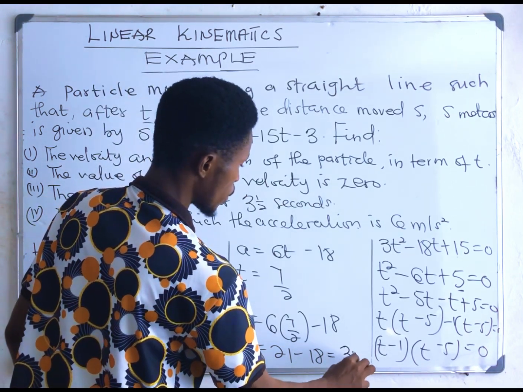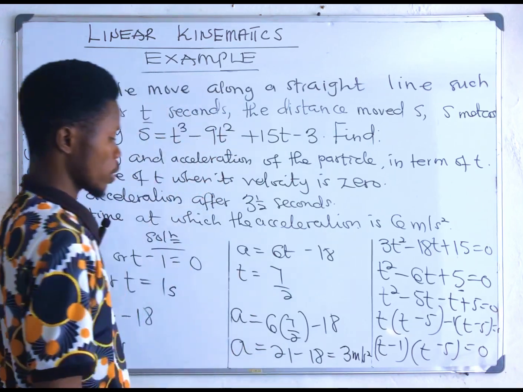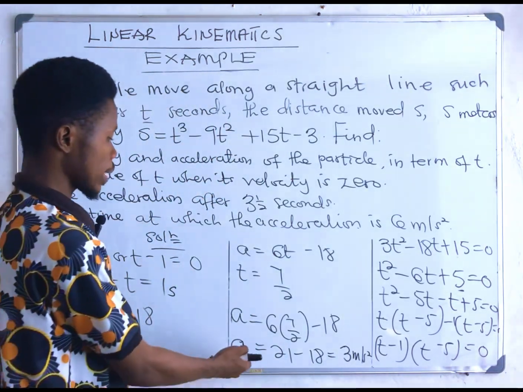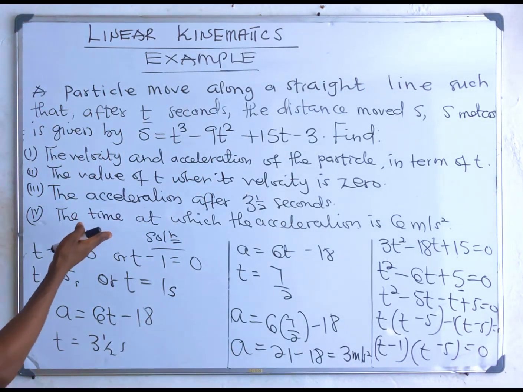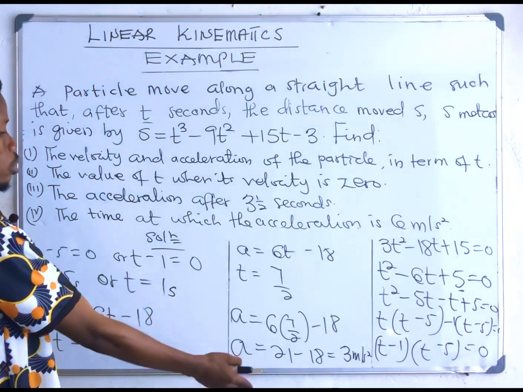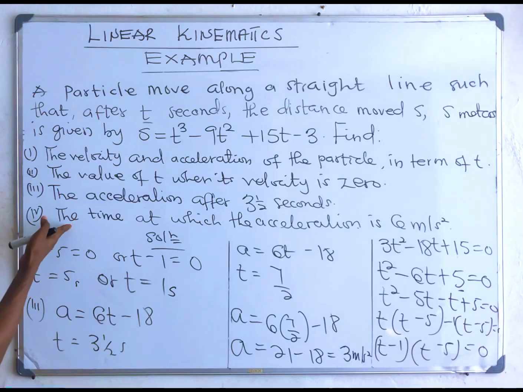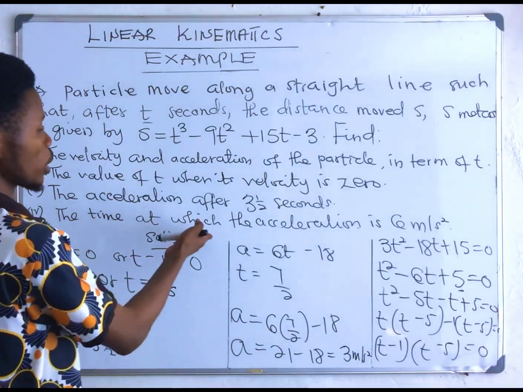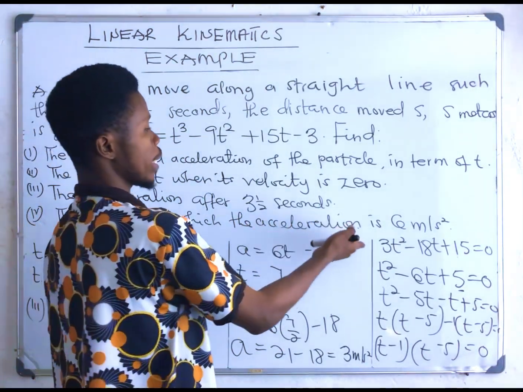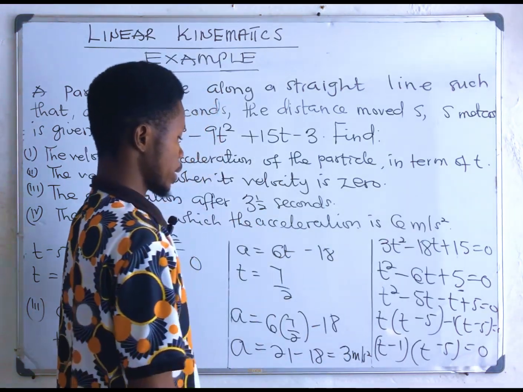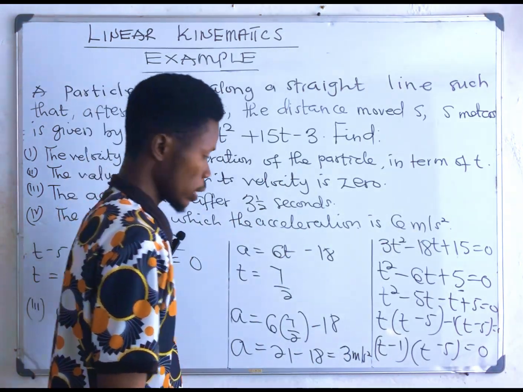3 meters per second squared. Is that okay? So the acceleration after 3.5 seconds is what? 3 meters per second squared. Then the last one, the time at which the acceleration is 6 meters per second squared.